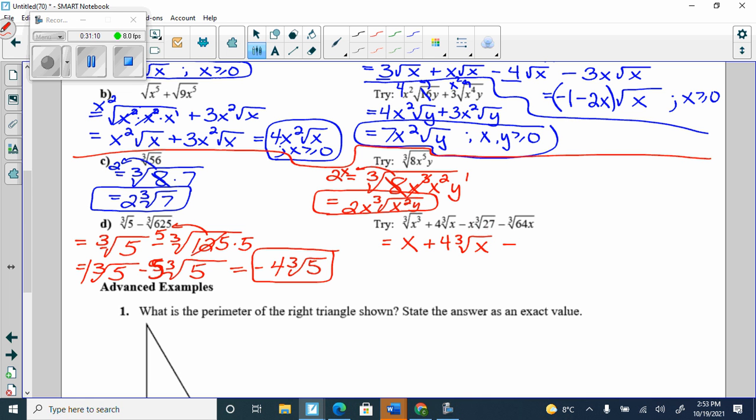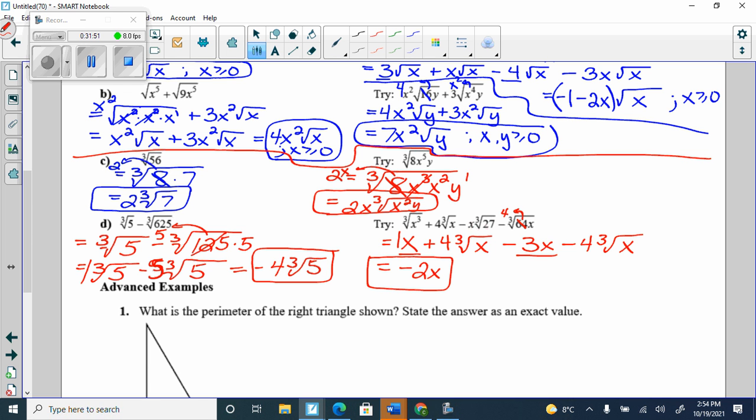Then I get minus, what's the cube root of 27? 3. And it's going to be 3 times, so it's 3x. And then 64 comes out as a 4. So I get minus 4 cube root x. Now I can only put the cube root x's together, and then I can put the x's together, so I can't put them all together, because they're not the same. So x minus 3x is negative 2x. And then 4 cube root x minus 4 cube root x, you just cancel. 0 cube root x's.